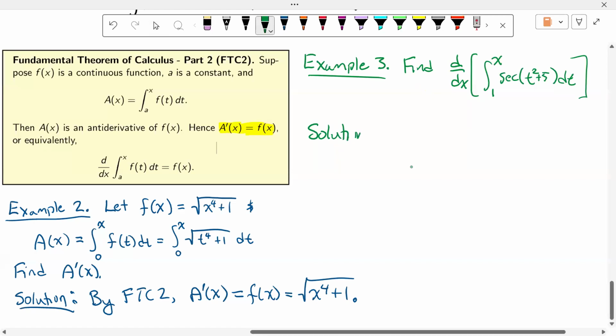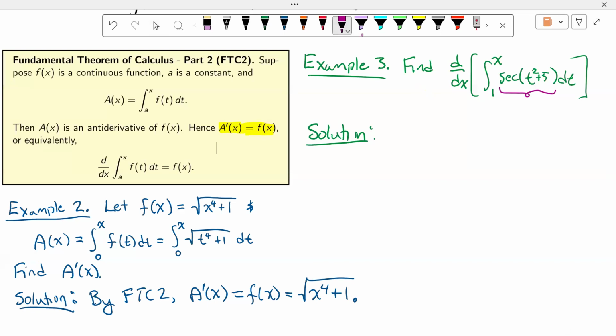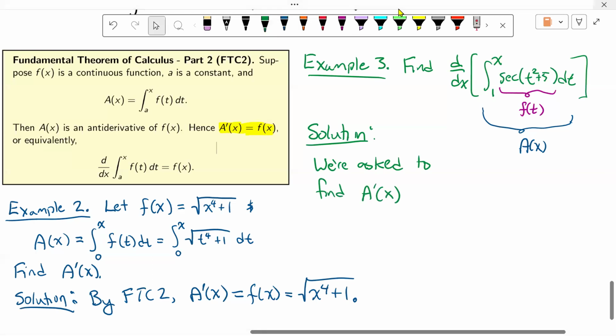Here is the solution. What we do is we think of this, the thing inside there, as our f of t. And this integral that contains this f of t, this is our A of x. So what we're being asked to do is find basically A prime of x. You're asked to find the derivative of this thing, and this is an area function. That's what you're being asked to find.